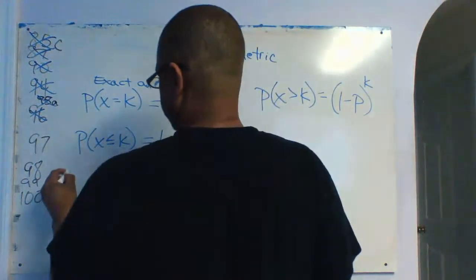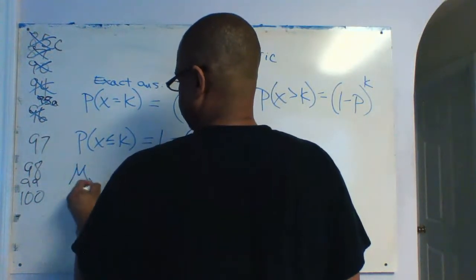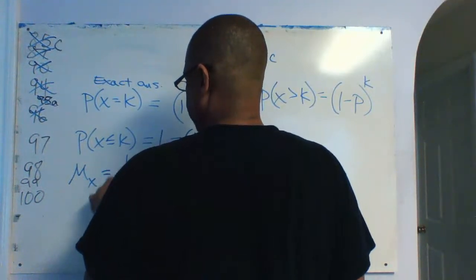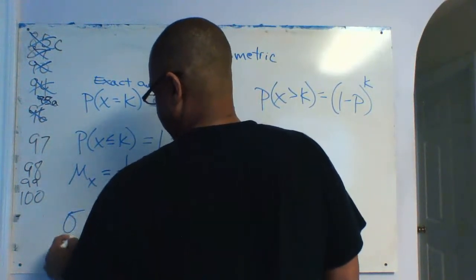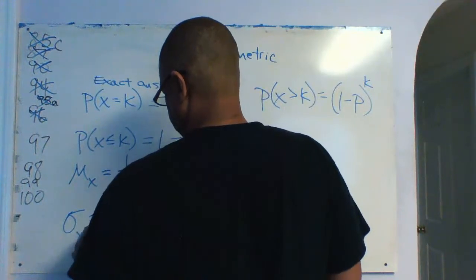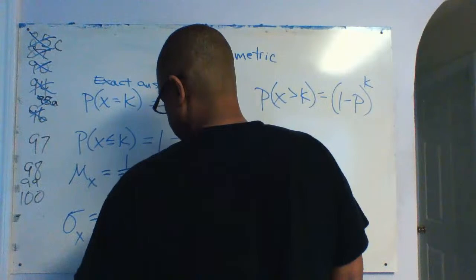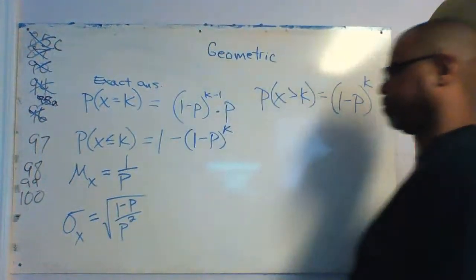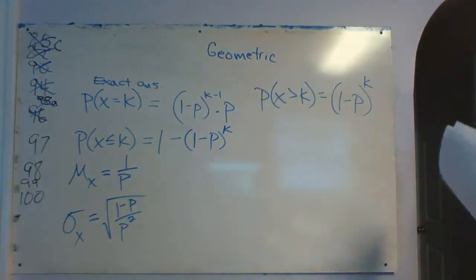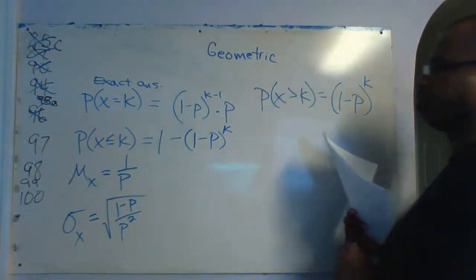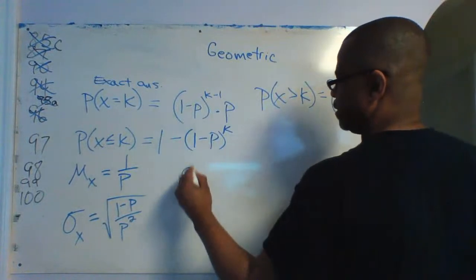And also, if you want your expected mean for a geometric distribution, it's just going to be 1 over p. And your standard deviation for a geometric distribution, which you're not going to use, is just going to be the square root of 1 minus p over p squared. Those are all the formulas we're going to use. Okay. All right. So next thing is going to be, we're going to do problem number 97.